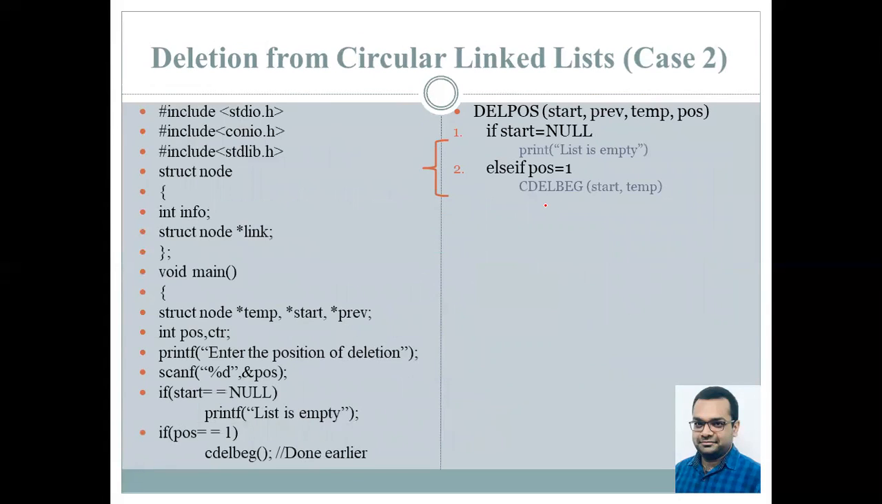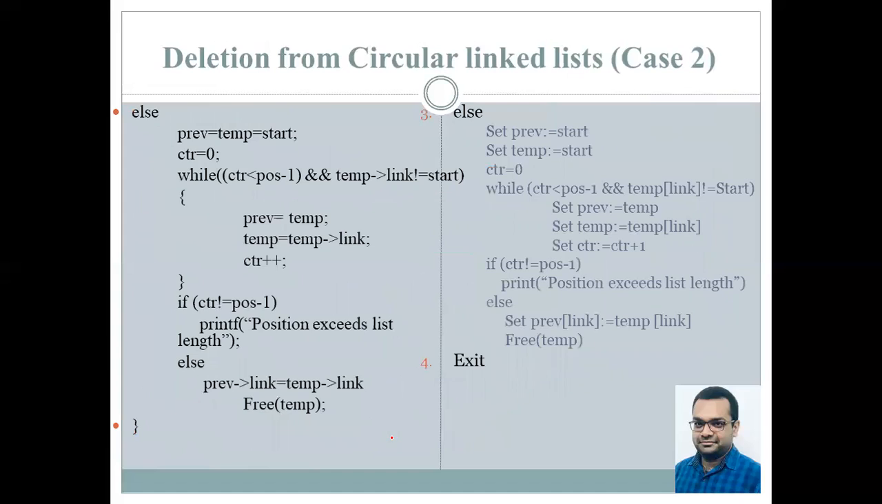This is the C program that we have. We initialize, check the value of start. If it is null, we print that list is empty. Else if position of deletion is 1, we call the cdelete beginning procedure. Else these are the executions. We initialize previous and temp as well as the value of the counter.